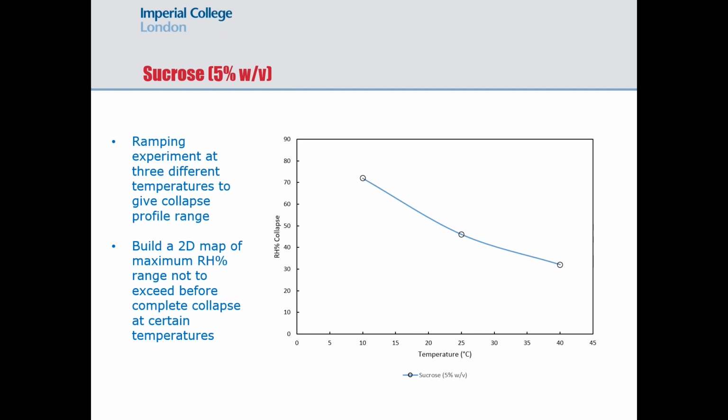So here is some of the data we have. This is sucrose, 5% by mass. And you can see here, at the different temperatures, there are different humidities of stability. So at the highest temperature, we have a lower humidity of stability. So we can actually map. Above this line here, the material will collapse, and below here, it will be stable.